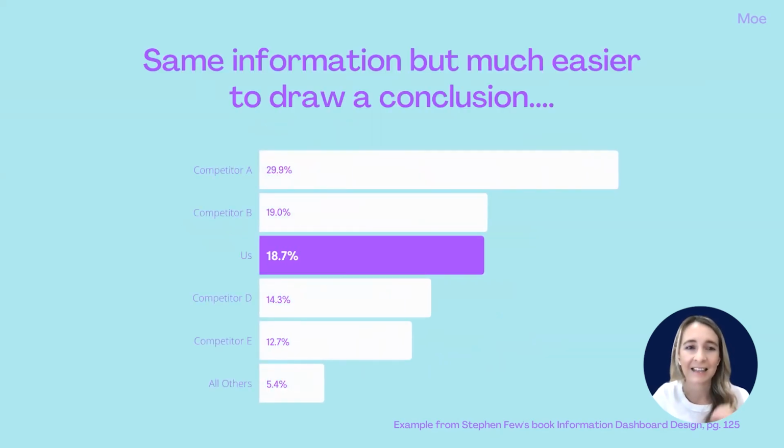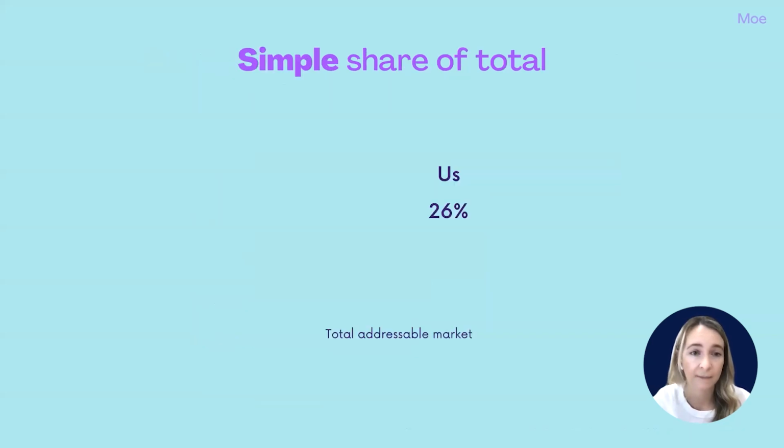Now, this is the exact same information, but it probably took your brain only a couple of seconds to be like, okay, this is where we stand. We're sitting at third. This is where competitor A and B are. This is where competitor D and E are. And it just was much easier for you to draw a conclusion. So while pie charts are very, very pretty, they're really hard to understand. So we tend to avoid them at all costs if we're a data analyst.